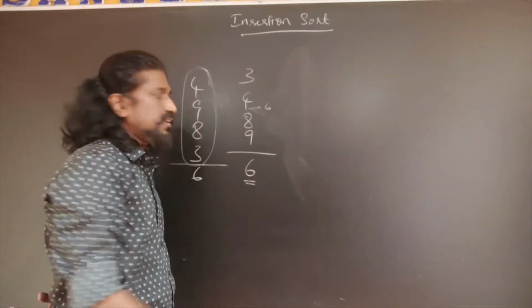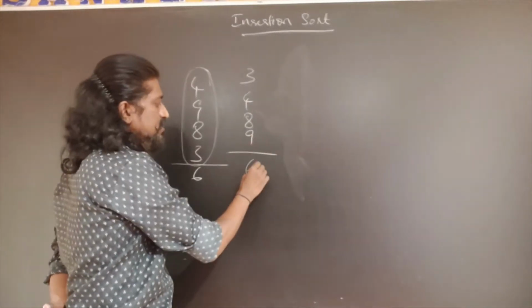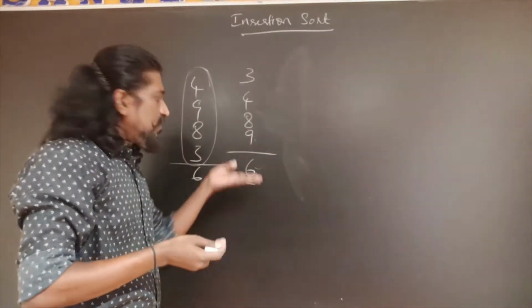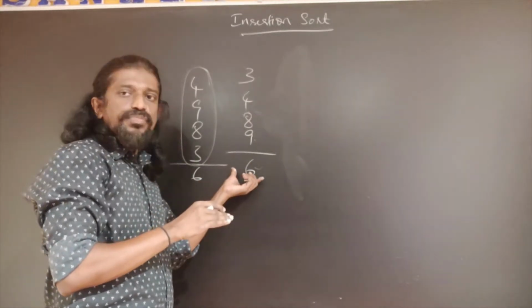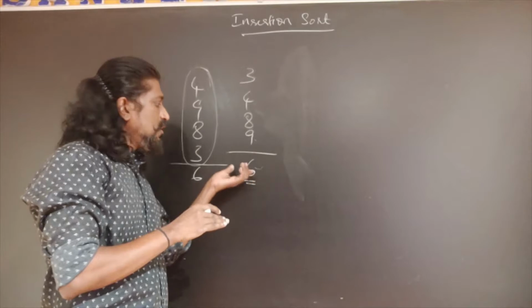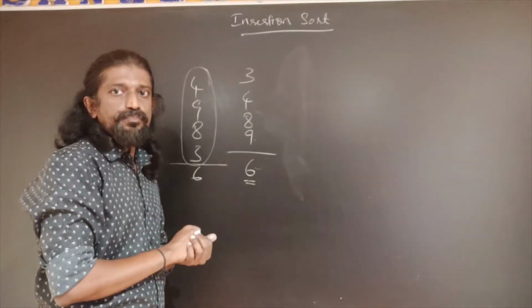That is one possibility. The second possibility is that we compare from the last element. 6 is compared with 9. We keep on doing this until we find an element that is smaller than or equal to 6. When we find such an element, we insert 6 in the next position, so that it will be in the final sorted position.